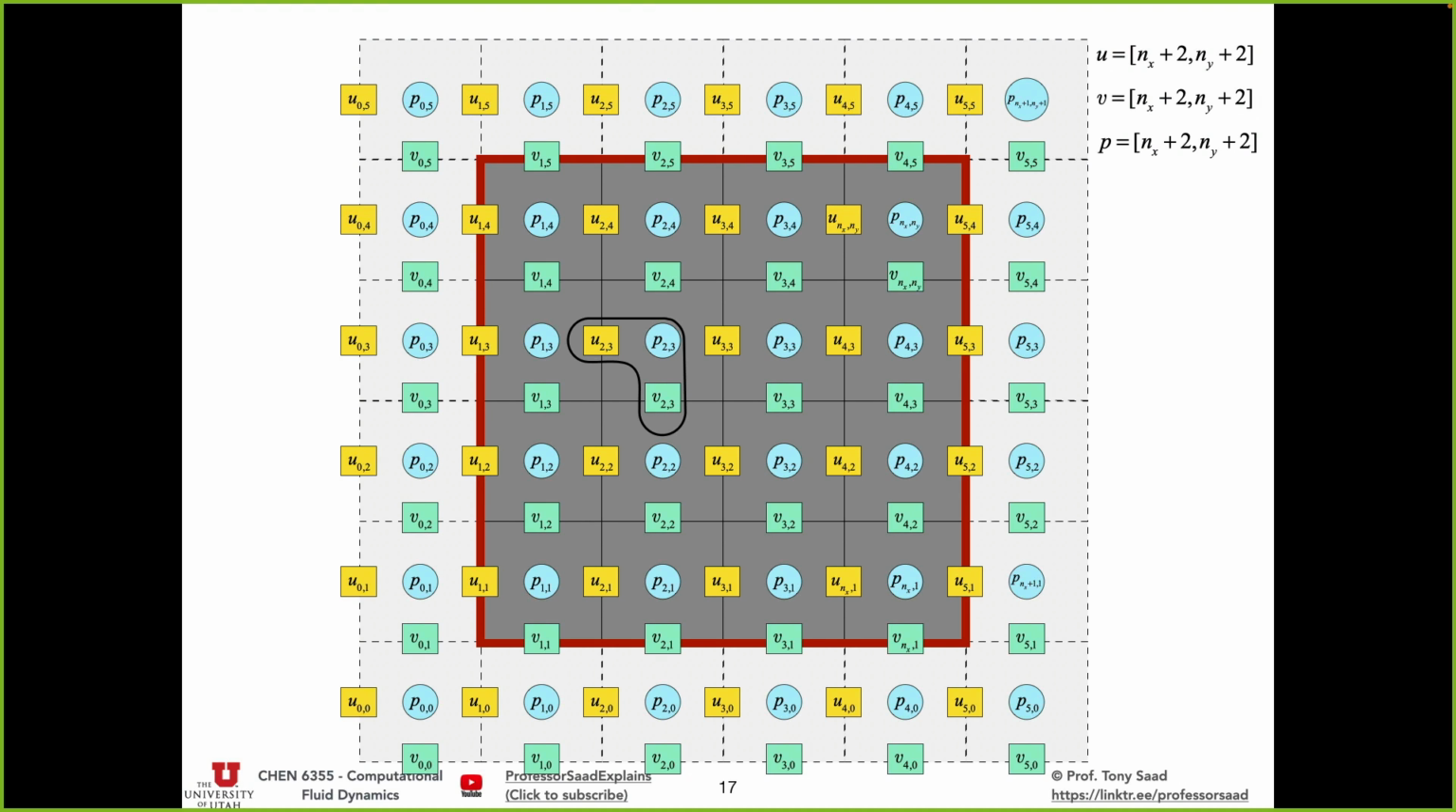Why? Because I want my number of points to be consistent across all arrays. So if you count P, you have 1, 2, 3, 4, 5, 6 P's. And you have 1, 2, 3, 4, 5, 6 U's. So they're consistent. In the x, same thing in the y. And then for the U's, 1, 2, 3, 4, 5, 6 U velocities. So indeed, my array for the U velocity is going to be the same size as P, x plus 2 and y plus 2.